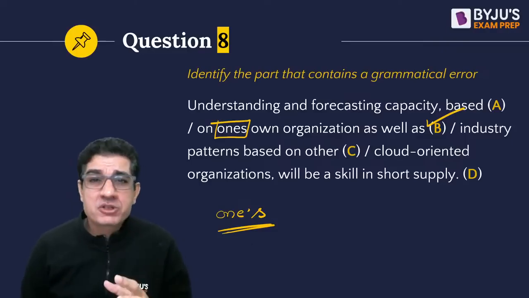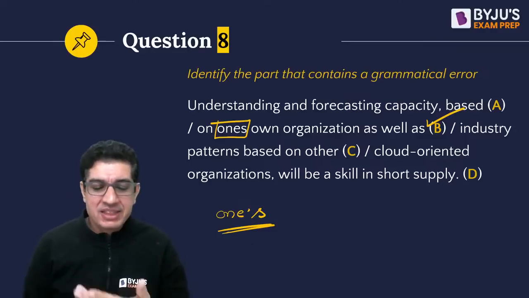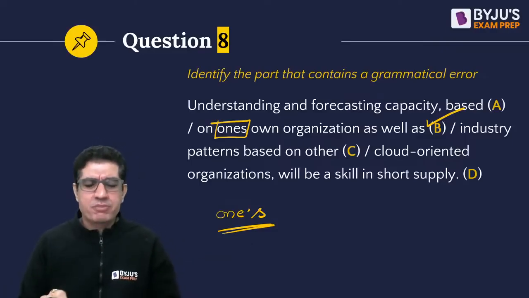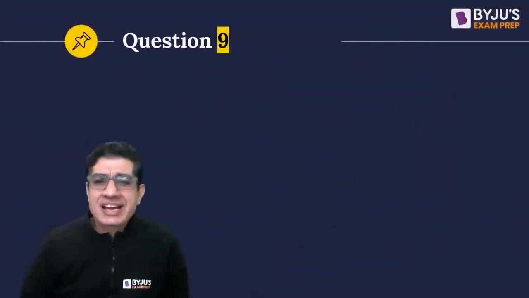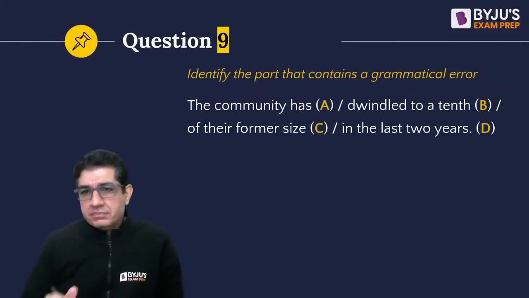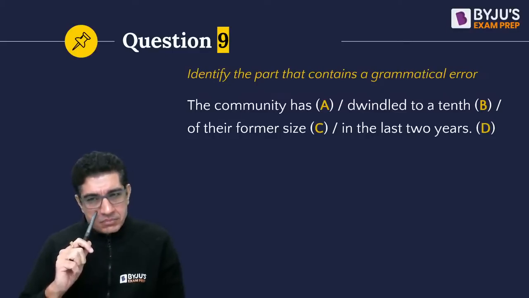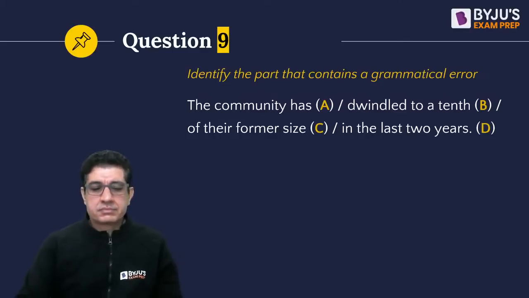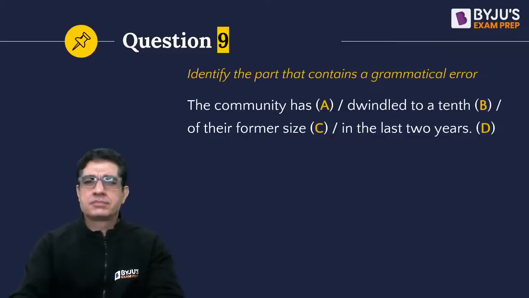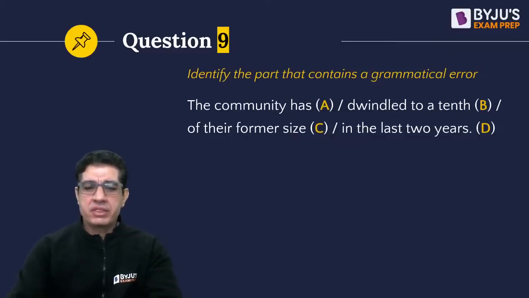Ones without that apostrophe is just a plural of one. And that is why this is incorrect. But I think most of you have managed to get this right. So here is the next one. What's your answer for 9?